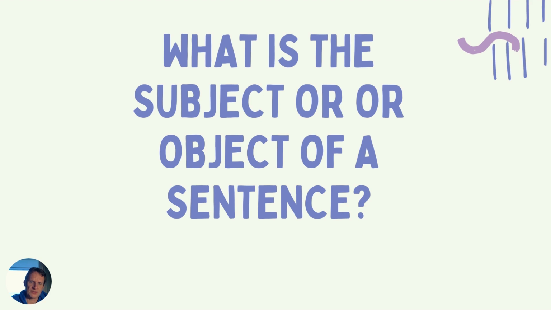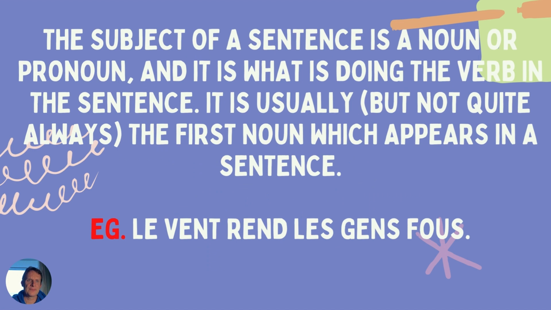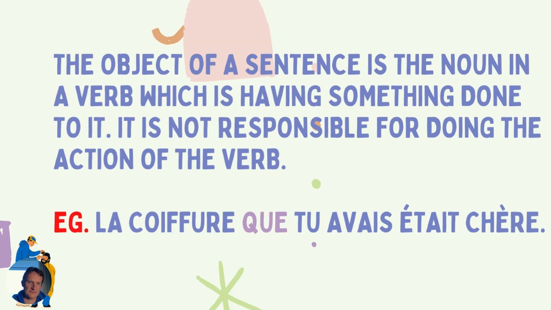What is the subject or object of a sentence? You may be wondering that. You don't know which relative pronoun to use unless you know what is the subject or object of a sentence. So let's go through what that is. The subject of a sentence is a noun or pronoun, and it is what is doing the verb in the sentence. It is usually, but not quite always, the first noun which appears in a sentence. Example, le vent rend les gens fous. The wind sends the people crazy. The object of a sentence is the noun in a verb which is having something done to it. It is not responsible for doing the action of the verb. Exemple, la coiffure que tu avais été chère.